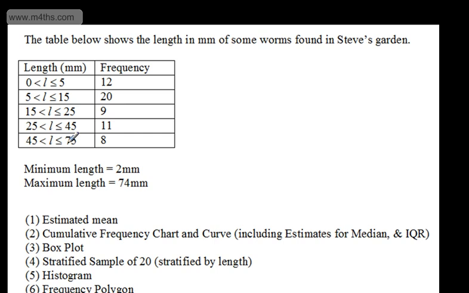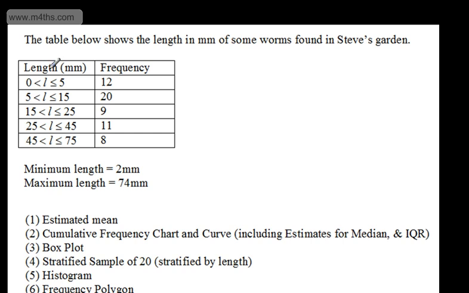In this video, we're going to do a range of different topics from statistics. I've written a question here, and it says the table below shows the length in millimetres of some worms found in Steve's garden. So we've got the length in millimetres and then the frequency. This is continuous group data.